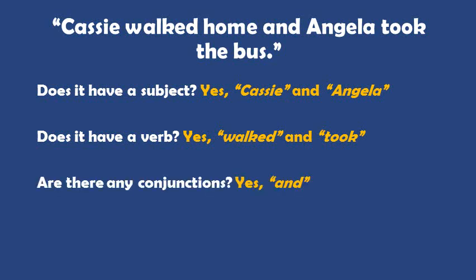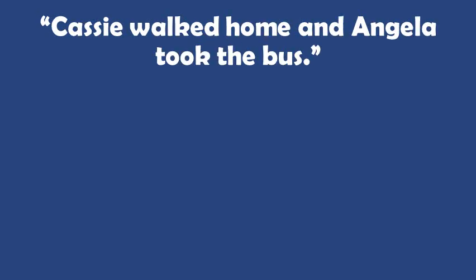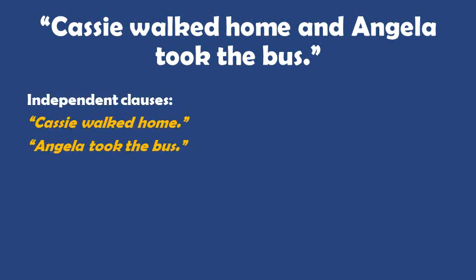Are there any conjunctions? Yes, we see the word and in the middle of the two clauses. Are there any subordinating conjunctions? No, they're not, because and is a coordinating conjunction. So that means in the sentence, Cassie walked home and Angela took the bus, we have two independent clauses. They are Cassie walked home and Angela took the bus. These two clauses can each stand alone as a separate sentence.